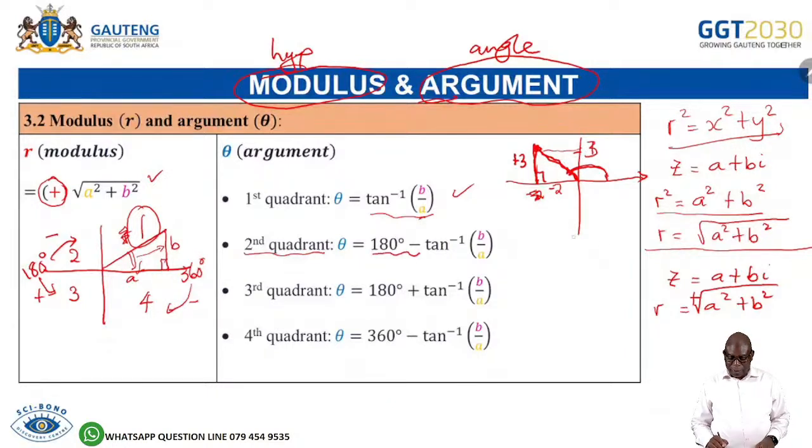So if my complex number is somewhere there, then I'll use 180 plus. If my complex number is somewhere there, then I'll use 360 minus. So that's what we do. So when you do the activities, then I'll show you what I'm talking about here.